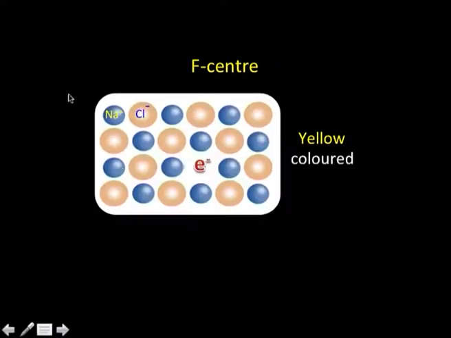Now, look at this. This is my crystal of sodium chloride, and what you find is that here we have an anion vacancy, because these blue ones are cations. So, this is a position for an anion to be occupied which is missing, and instead of the anion an electron has been trapped here, and because of this electron, this sample of sodium chloride has yellow color.